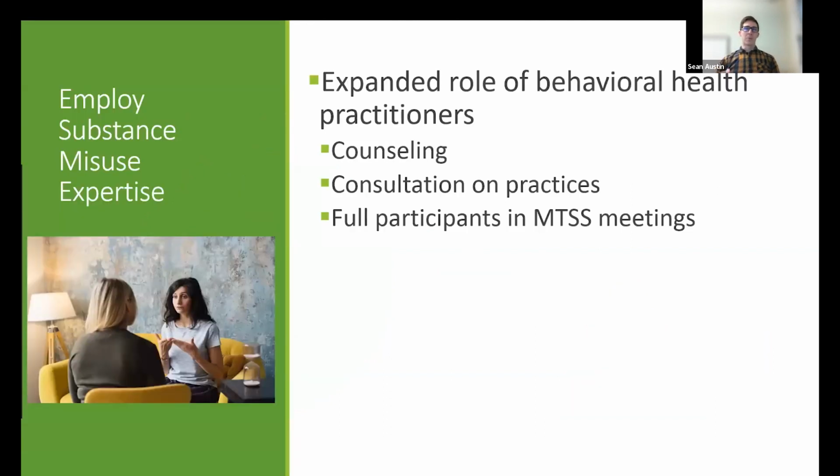And so the first and perhaps most obvious start for that is employing substance misuse expertise within your schools. This is something that is pretty uncommon at this stage. I think some more metropolitan sites might have an ability to hire, recruit behavioral health practitioners, specifically substance misuse certified staff into their schools.